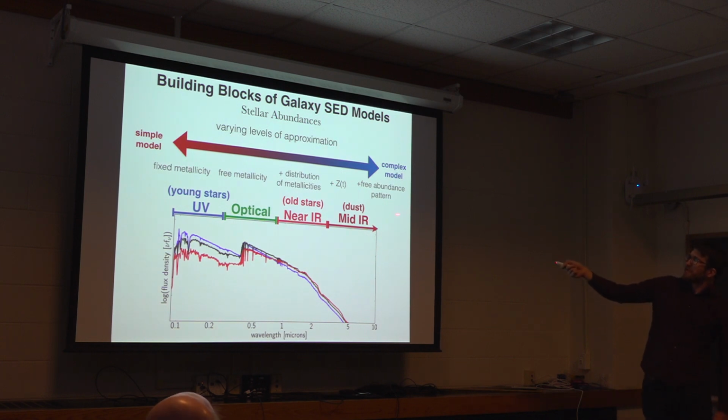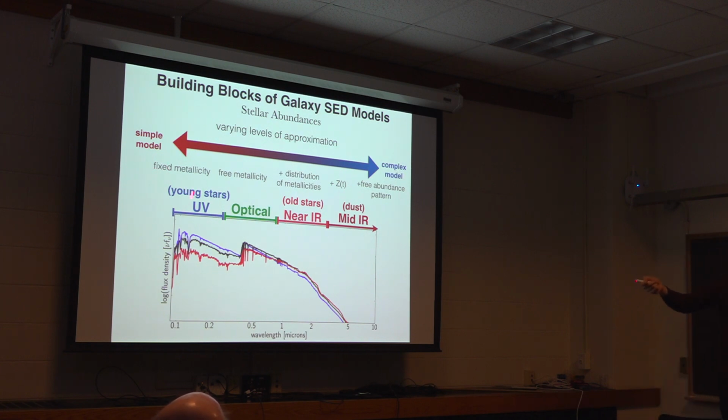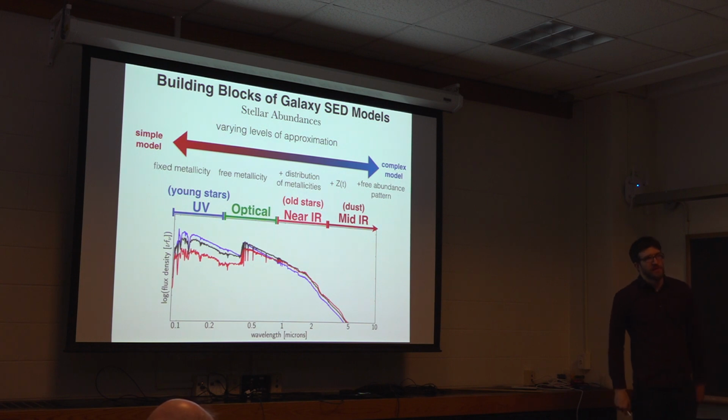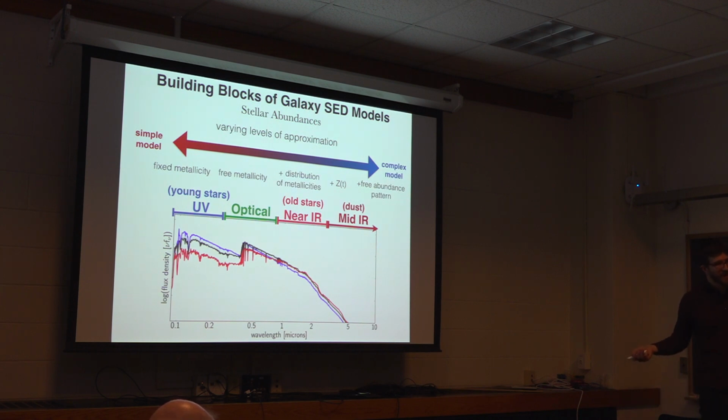But anyway, these models range from a single fixed metallicity for all stars, to a free metallicity, which is again applied to all stars. Then you can get very complex, with a distribution of metallicities for your galaxy, so stars have different metallicities and these are mixed. You can have metallicity as a function of time. Older stars are generally more metal poor, younger stars are generally more metal rich. And then there's the full model, which is a completely free abundance pattern.